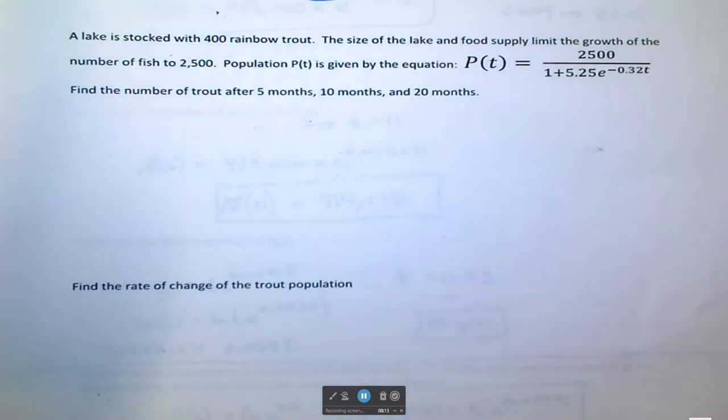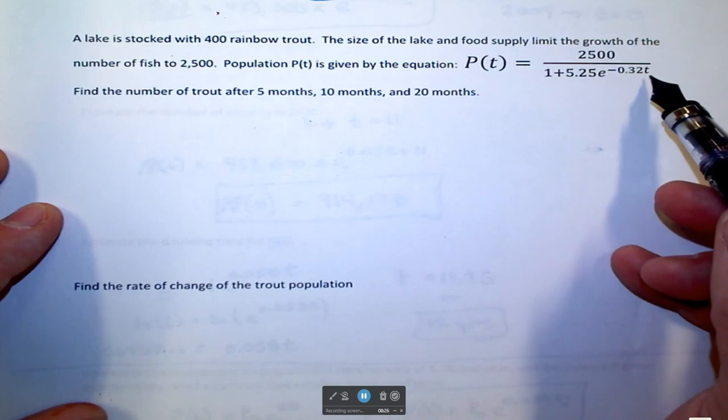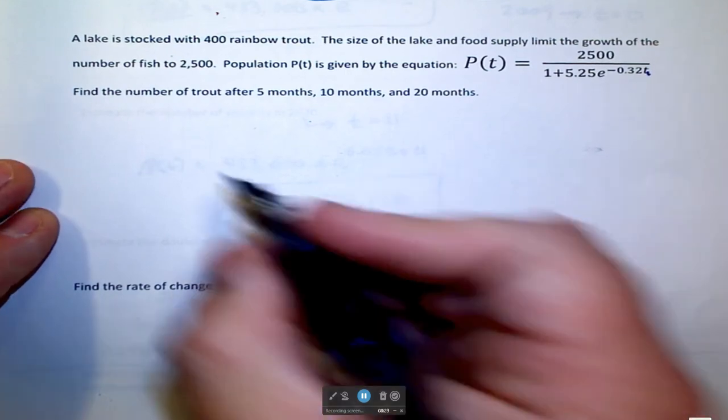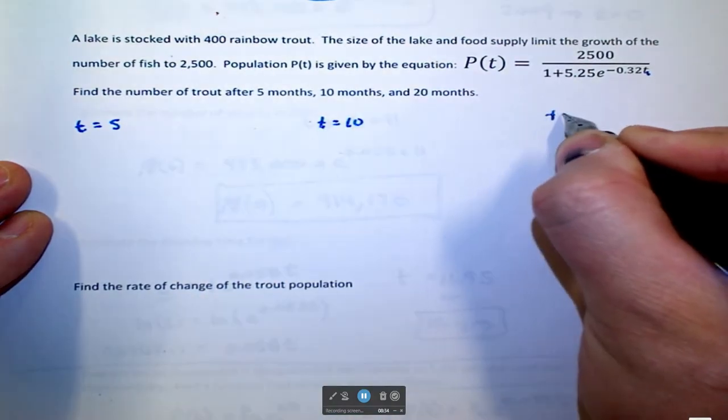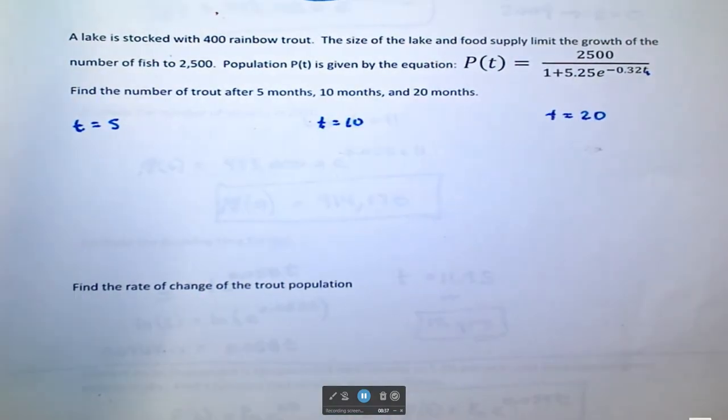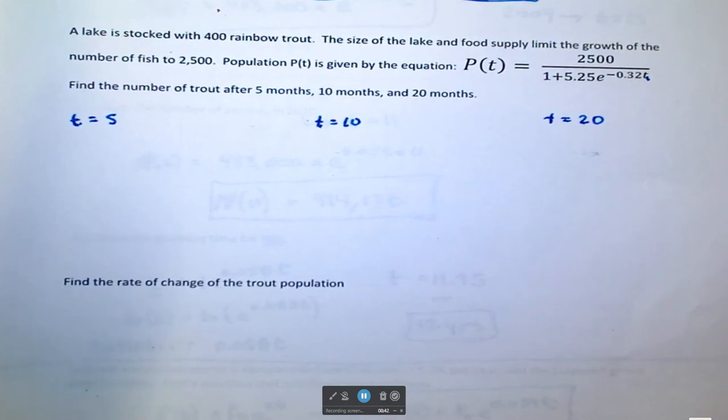So what are they asking us to do? They are asking us to find the number of trout after 5 months, 10 months, 20 months. So all they're asking us to do is to plug in 5, 10, and 20 for T. So T equals 5, T equals 10, and T equals 20. They want to see, can we plug this in and find the answer?